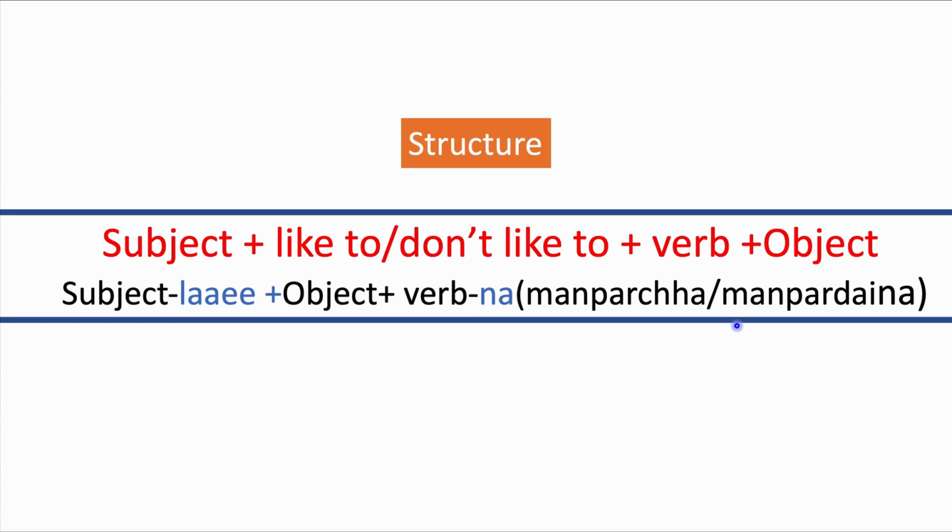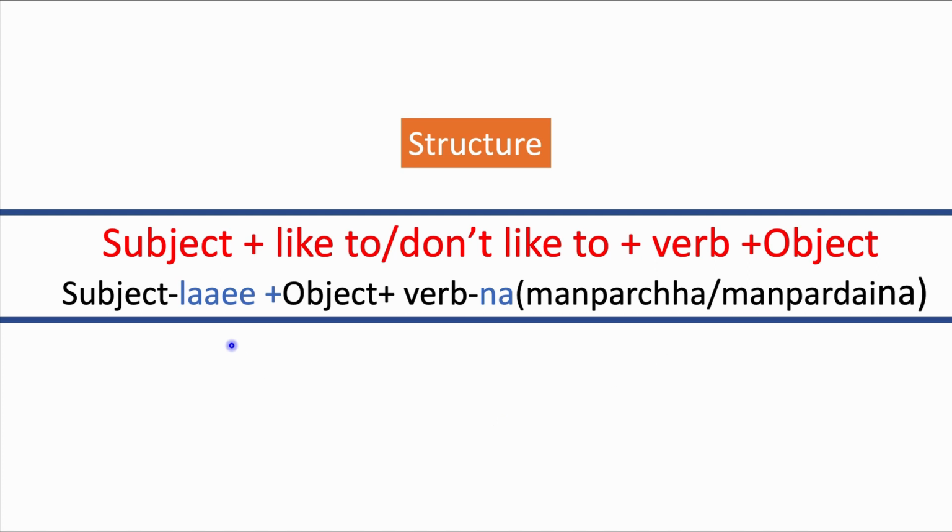You can see the structure for like and don't like over here on the screen. We will start the sentence with subject plus lie followed by object, and the verb should be in the na form. If you want to say like, you can use Man Parcha, and if you want to say don't like, you can use Man Pardaina.